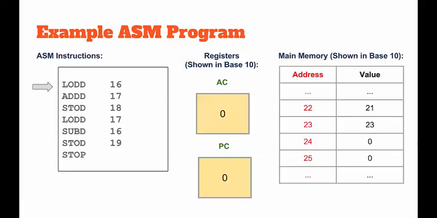Let's take a look at a simple assembly language program to demonstrate how the MAC-1 simulated machine would work. On the left, you see a series of assembly language instructions. It's important to note that the numbers shown here are in hexadecimal, or base 16. In the middle, you see the two registers we're going to be dealing with in these instructions, the accumulator and the program counter. They are both shown with values in base 10.